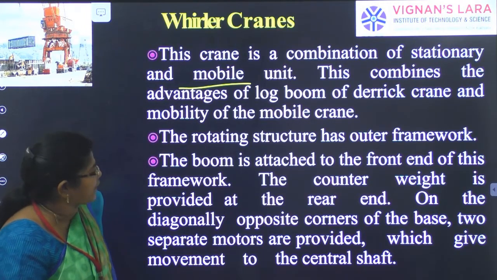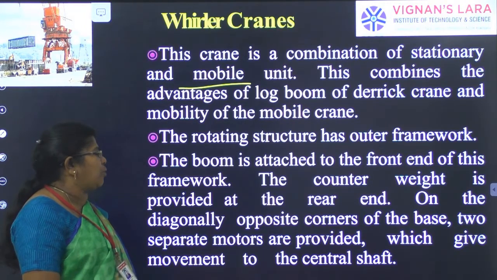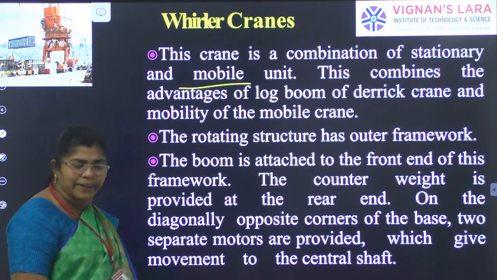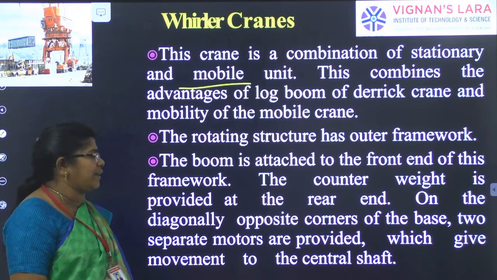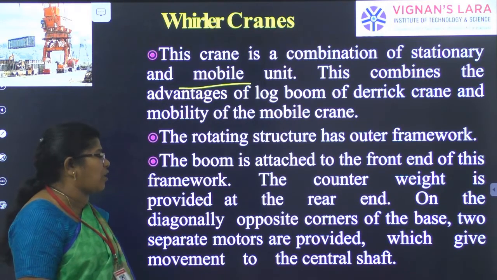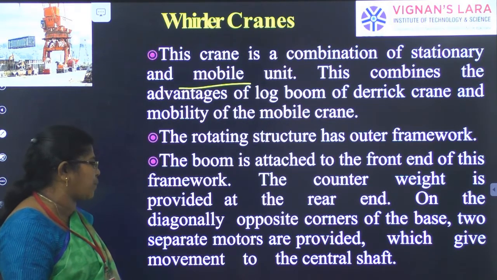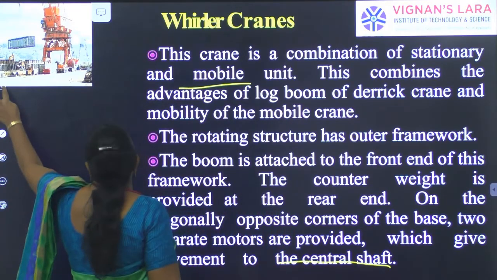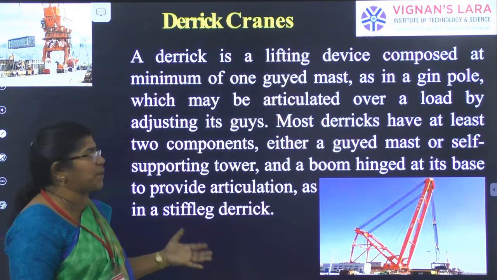The rotating structure has an outer framework. The boom is attached to the front of this framework. The counterweight is provided at the rear end, as it is with the fixed cranes. On the diagonally opposite corners of the base, 2 separate motors are provided which give movement to the central shaft, so that it will act for mobile purposes also.